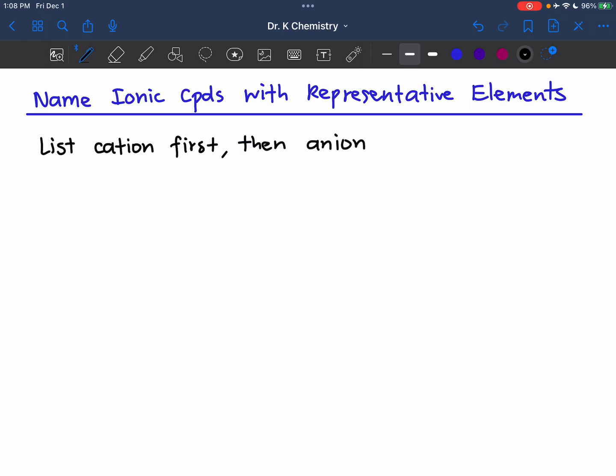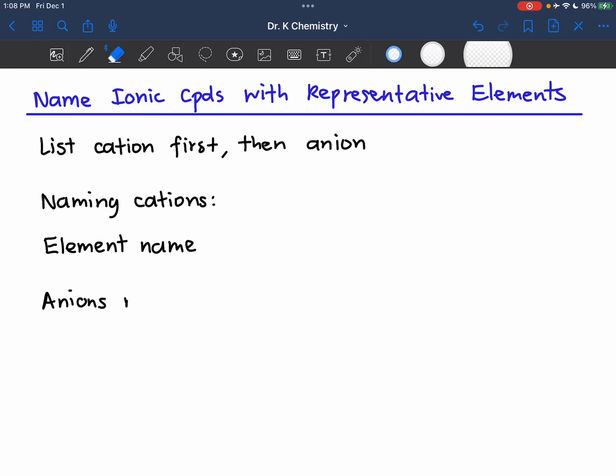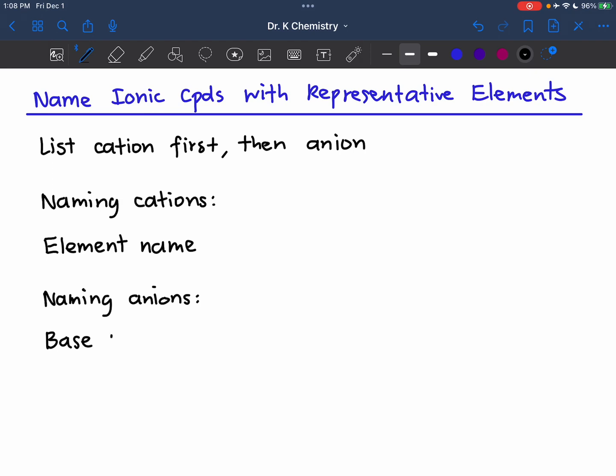And the rules will be the following. So naming cations, the cation is just going to be the element name, which is really nice. You just copy the element over and that's it. With anions, we are going to change the ending, just like we did in the covalent compounds. So we are going to keep the base name of the element, and we're going to give it an IDE ending.